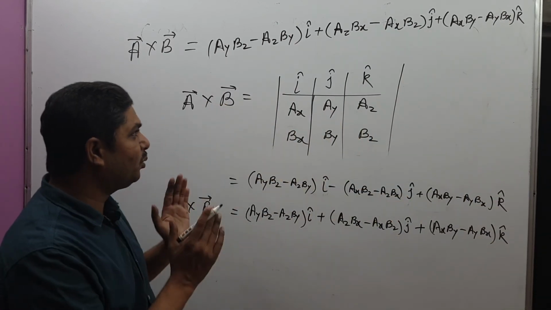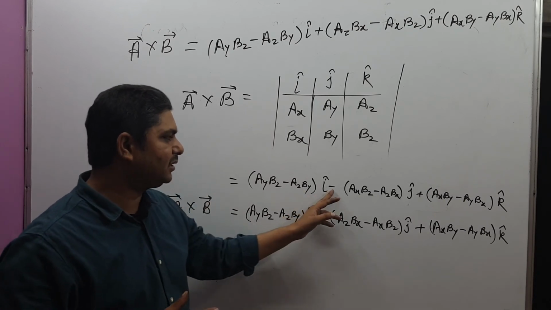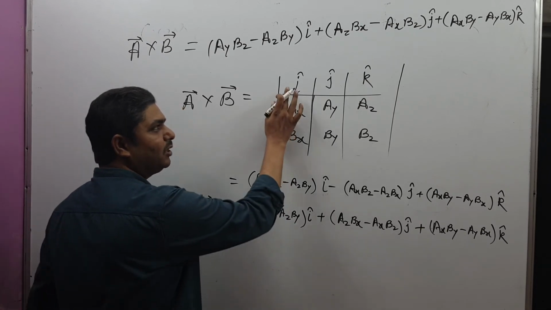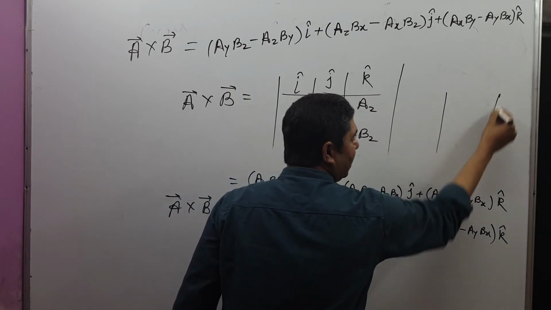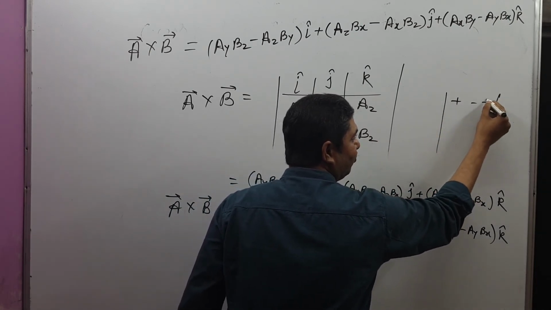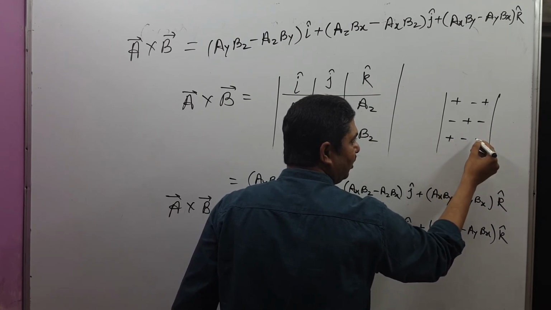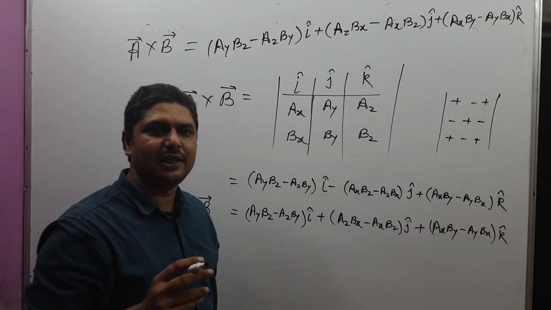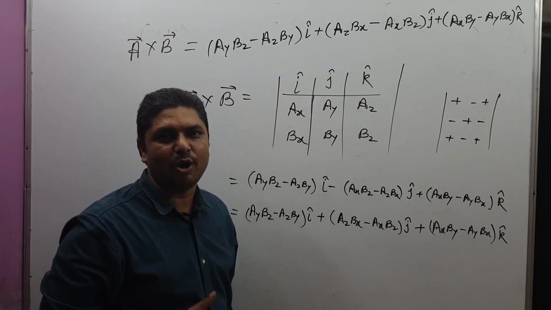So this is said to be determinant form, and as I said, why I am giving the minus sign here: the rule of determinant signs is positive, negative, positive. What is the rule? The signs are positive, negative, positive, negative, positive, negative, positive, negative, positive. Now let us see a numerical so that you understand the cross product well.